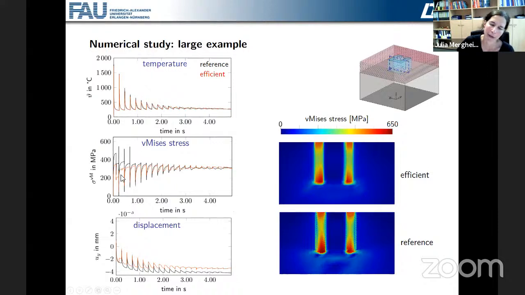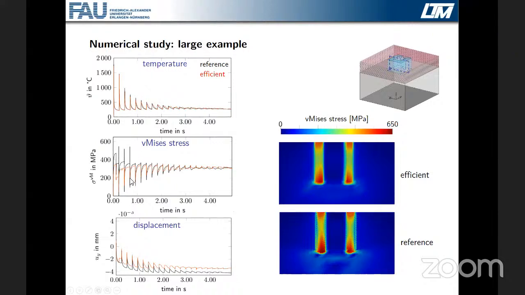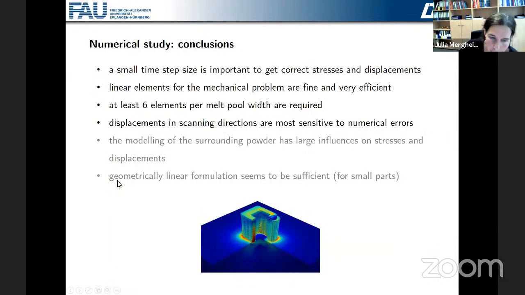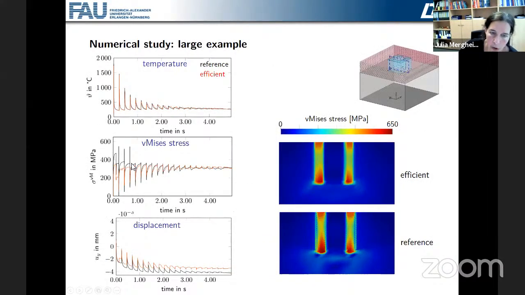For the Van Mises stresses, actually, these results are quite new, so we have to study that in more detail. We are not sure exactly what is going on here in the middle. So there are larger deviations. However, if it comes to the end, so the stresses which remain in the part, those are again quite equal, so there the differences are small. And what we see again in the displacements UY, which is the scanning direction, is that there we have the largest differences in the end between these two settings.